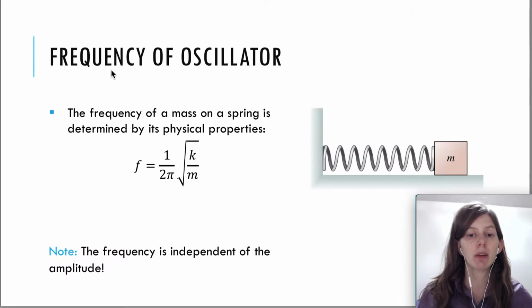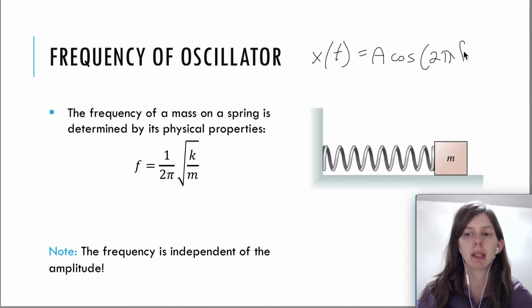So before we can use this equation that we just saw in the previous slide, and I'm going to write it down here, it was the position as a function of time equals A, which was the amplitude, cosine of 2 pi f t. We talked about f being the frequency. But let's talk a tiny bit more about the frequency.